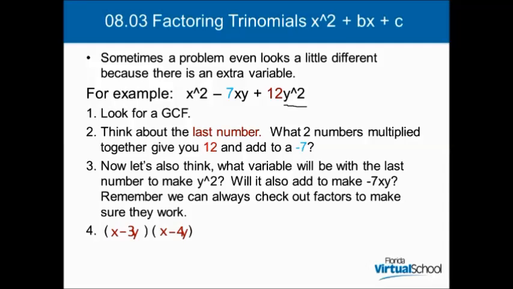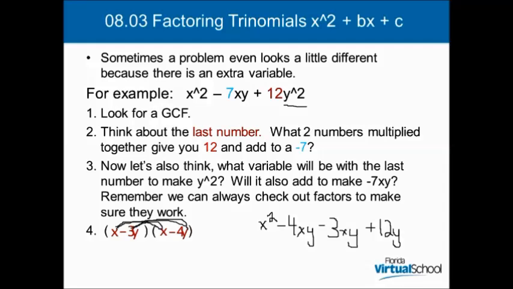We'll use our distribution method to double check our work. X times x gives x squared. X times -4y gives -4xy. -3y times x gives -3xy. And -3y times -4y will be multiplied to give positive 12y squared.